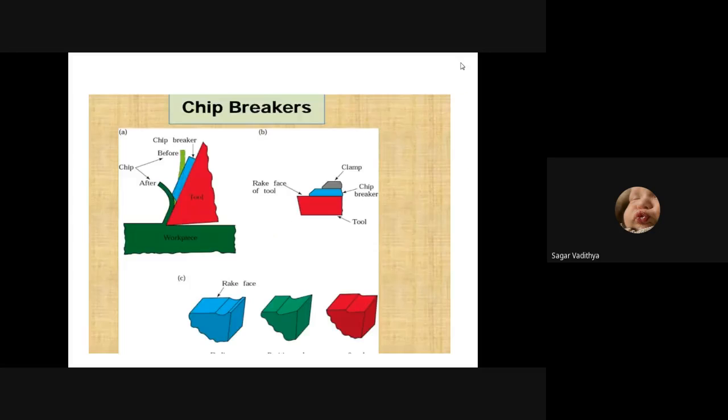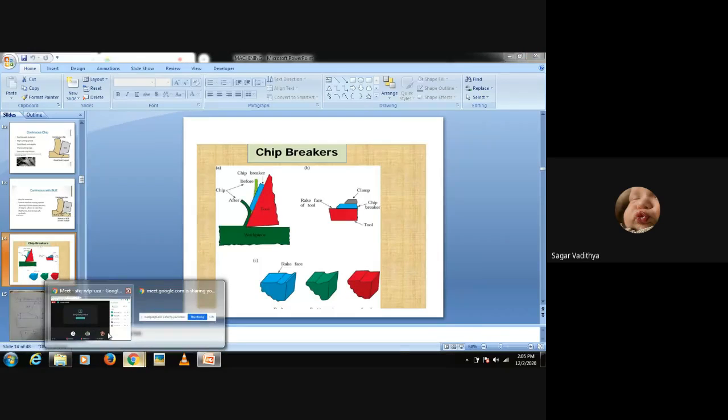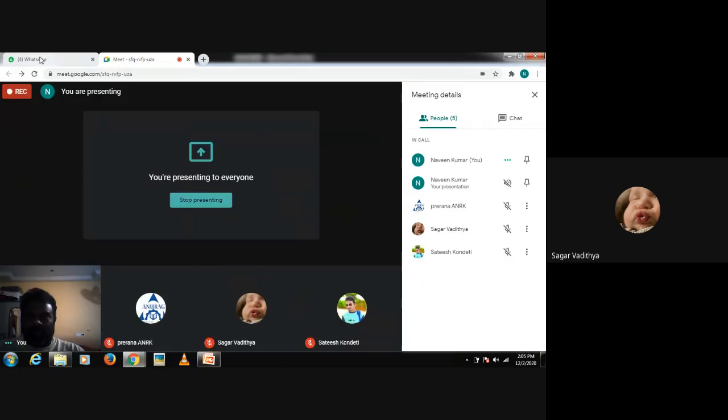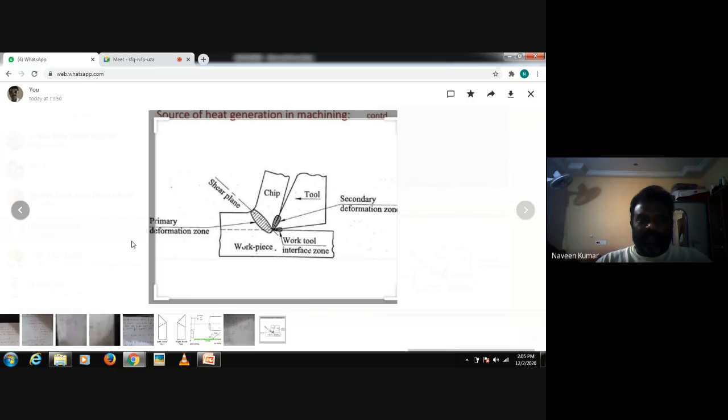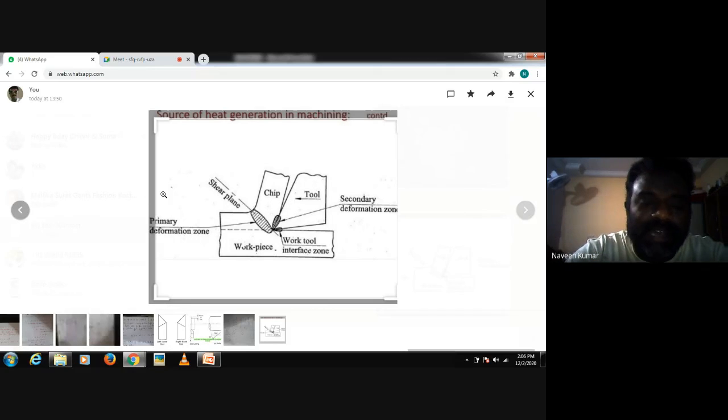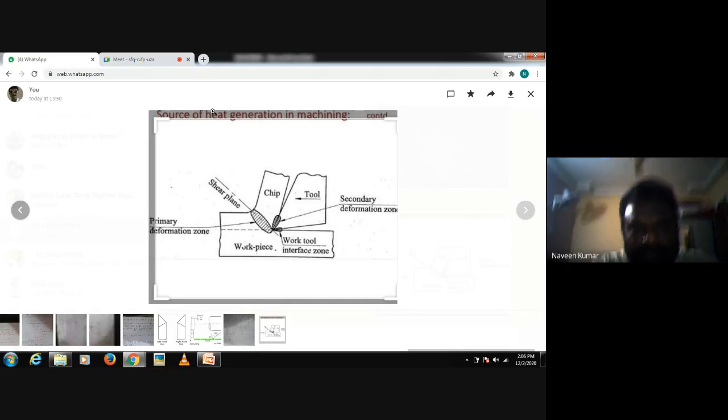Sir, completed. Put the subheading: thermal aspects of metal cutting. First, draw this diagram.